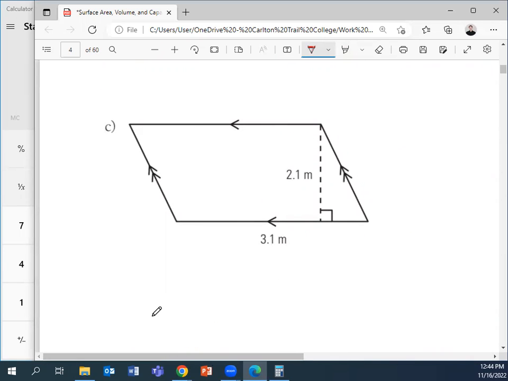So letter C here. What's my first step? Thank you. Letter C. What's my first step for letter C? Let's figure out the shape. It starts with an S, rhymes with ape. Figure out the shape, right? It's a parallelogram, right? So what's my formula for area of a parallelogram? Area equals base times height. Yeah, area equals base times height.